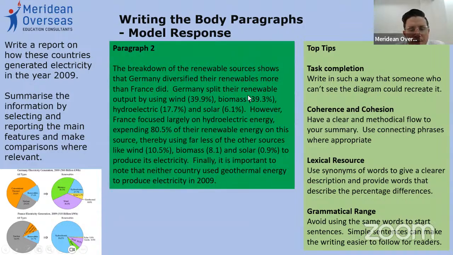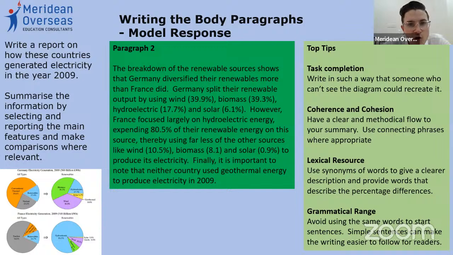So, shorter paragraph, this one. The breakdown of the renewable sources shows that Germany diversified their renewables more than France did. See how I'm putting that word from the first task in there, diversified. And notice how I'm talking about the past as well. It shows an awareness that these pie charts were made in 2009, which is 15 years ago. So writing in the past tense is very, very appropriate here.